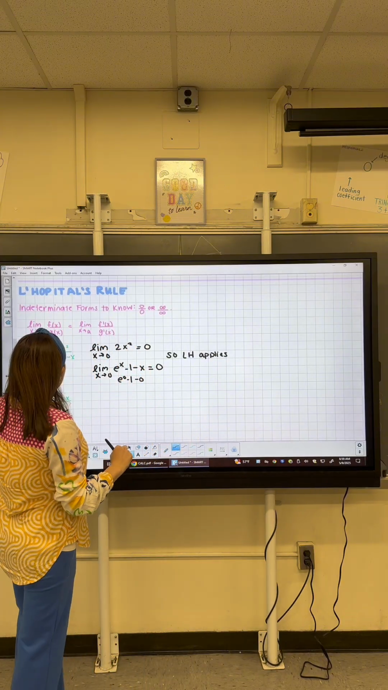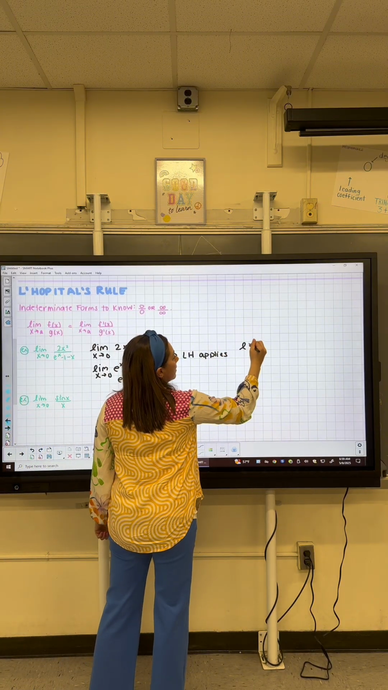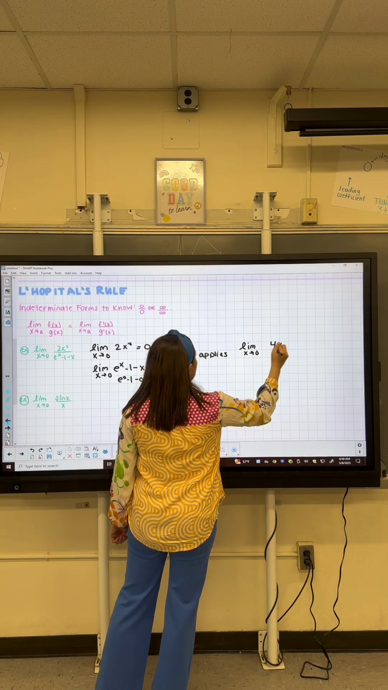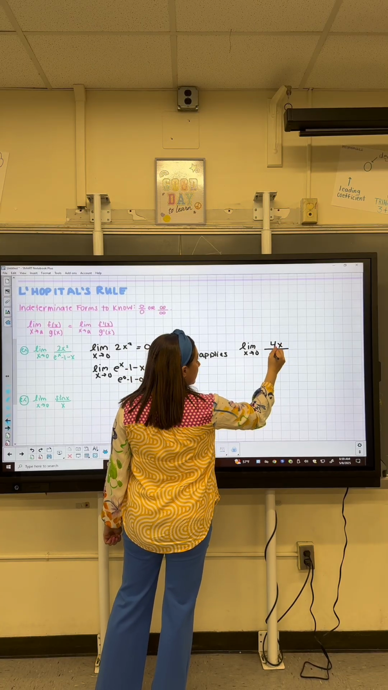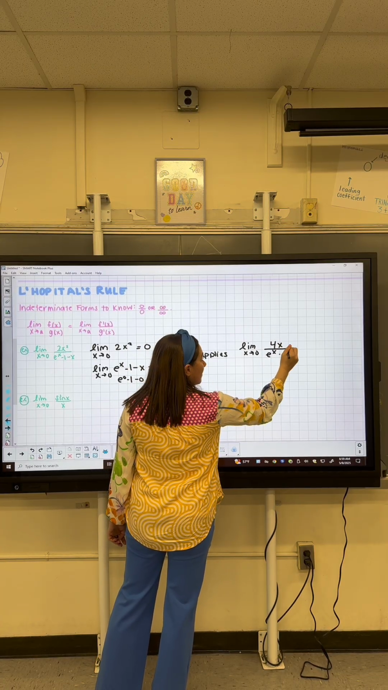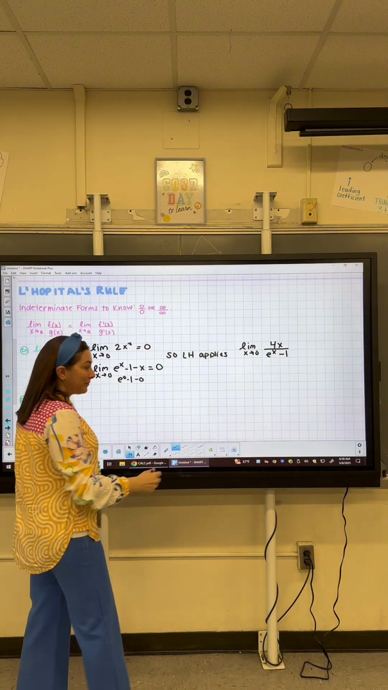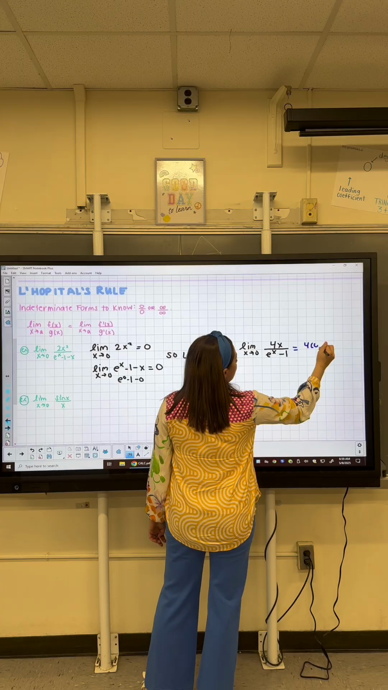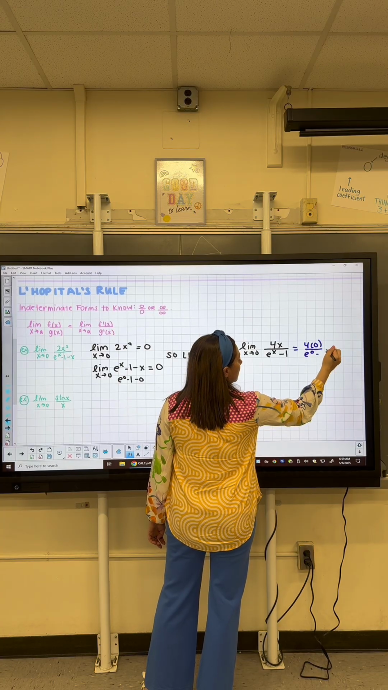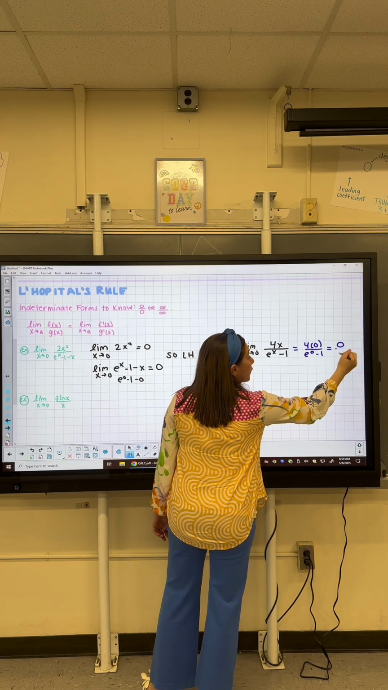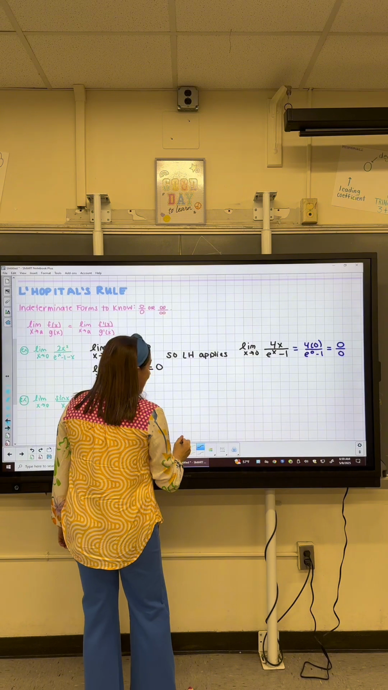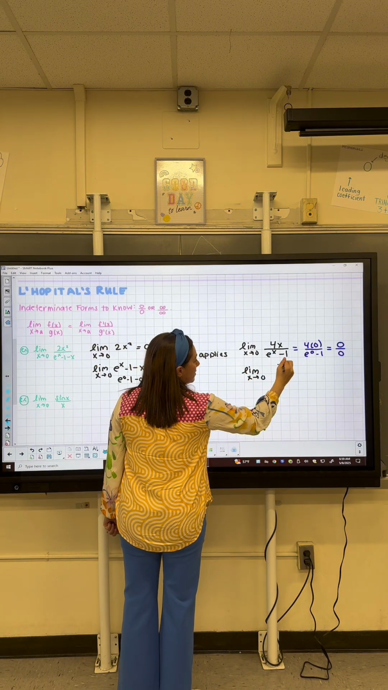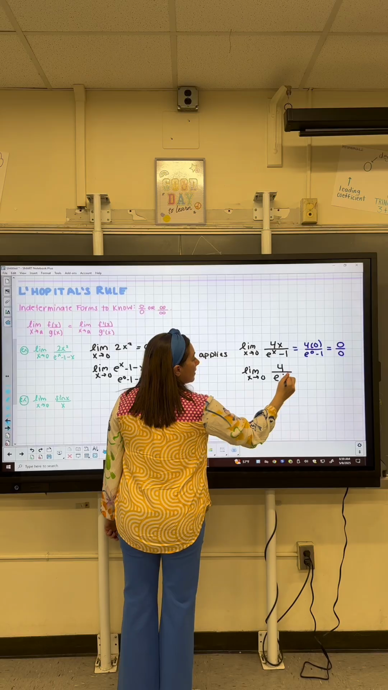What I'm going to do is derive the top. Derive the bottom. And then I'm going to try again. So you get 0 over 0, you have to do it again. So we're going to go ahead and derive it again and try again.